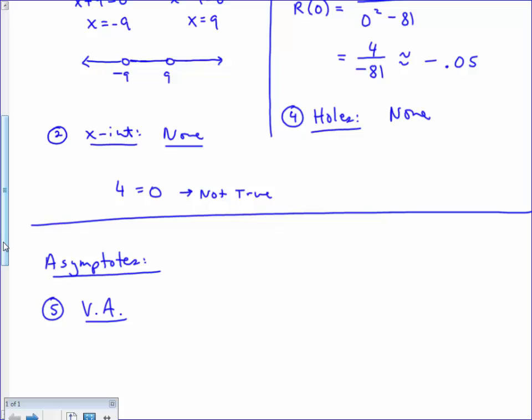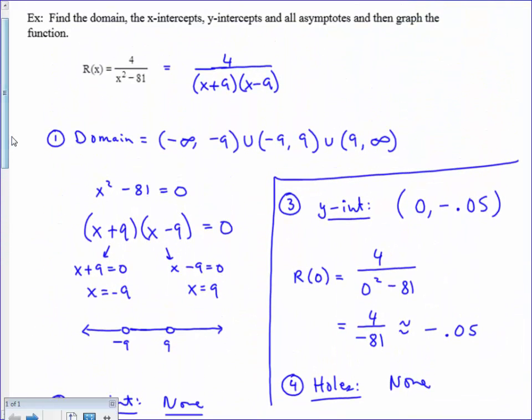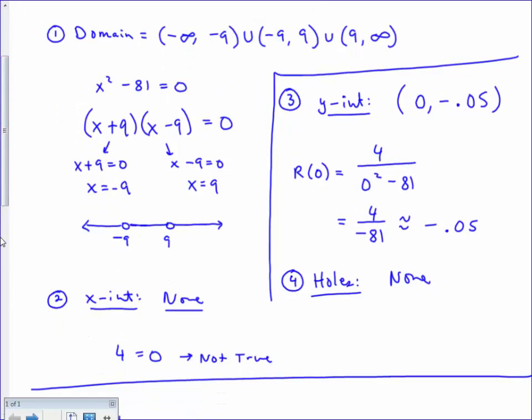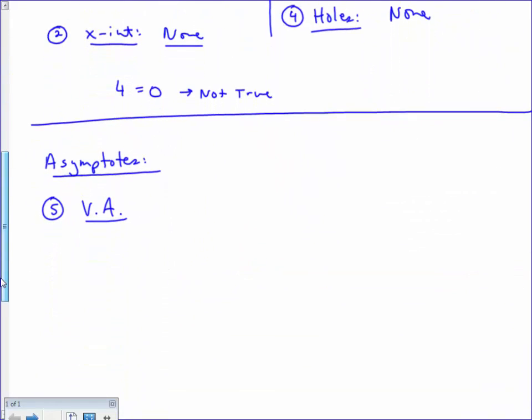To find vertical asymptotes, we want to set the denominator equal to 0 after we've factored and canceled. We factored here, but nothing canceled. And so all we need to do is set the x plus 9 to 0 and the x minus 9 to 0. Setting x plus 9 to 0 would give me negative 9, and setting the x minus 9 to 0 would give me positive 9. So the vertical asymptotes are x is negative 9 and x is 9.